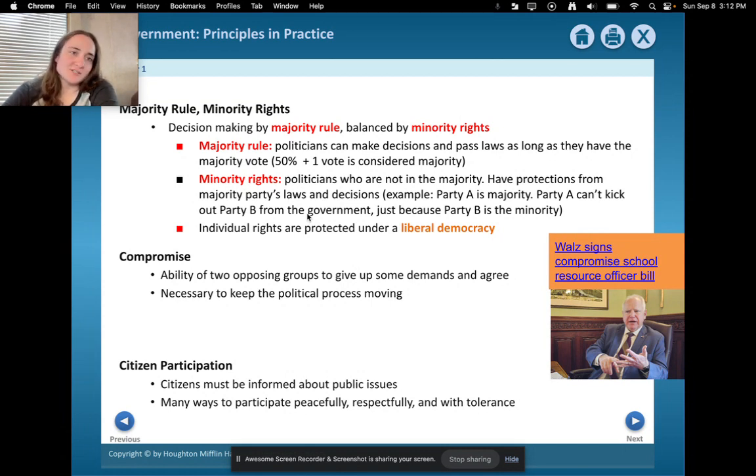Compromising, that is such a huge thing in American politics. That is the ability of two opposing groups to give up some demands and agree. And it's necessary to keep the political process moving. So, for example, a modern day compromise would be when Governor Walz signs a compromise school resource officer bill. And then also citizen participation. So, citizens must be informed about public issues and many ways to participate peacefully, respectfully, and with tolerance. So pretty much not with violence.